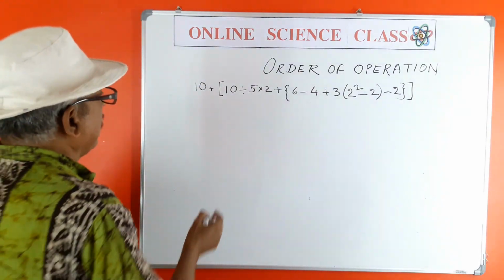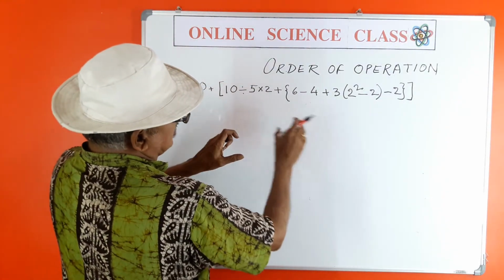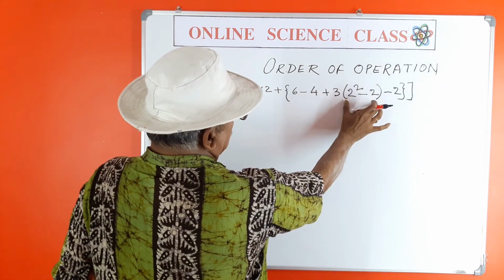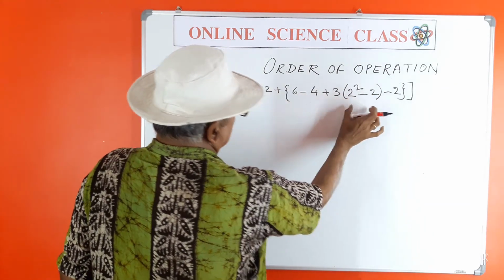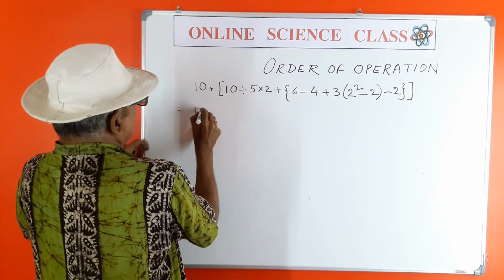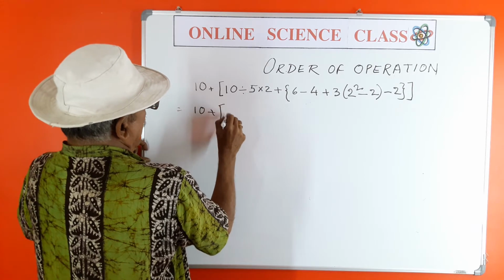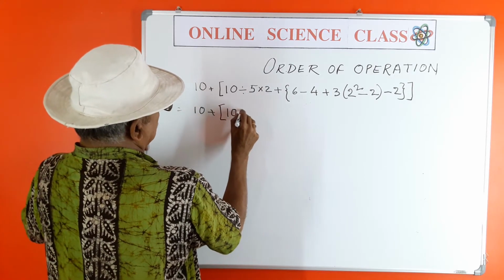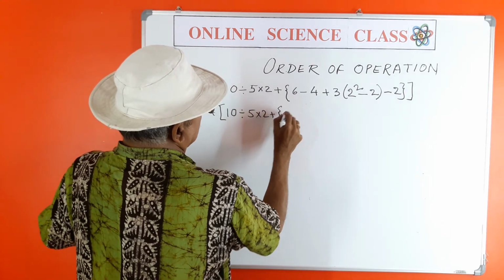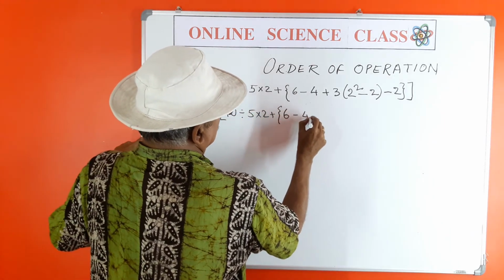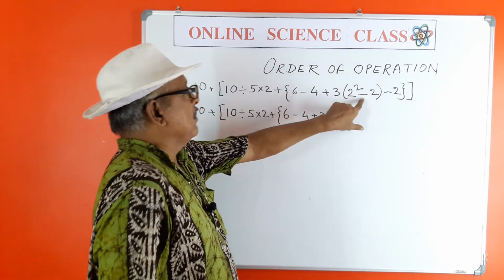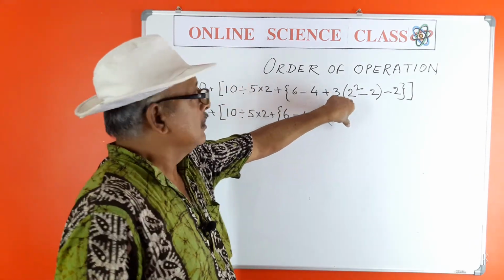So we have to first concentrate on the first bracket, the segment under the first bracket. So let us write all these things as it is: 10 divided by 5 multiplied by 2 plus second bracket 6 minus 4 plus 3. Here this is minus and this is exponent, 2 to the power 2.